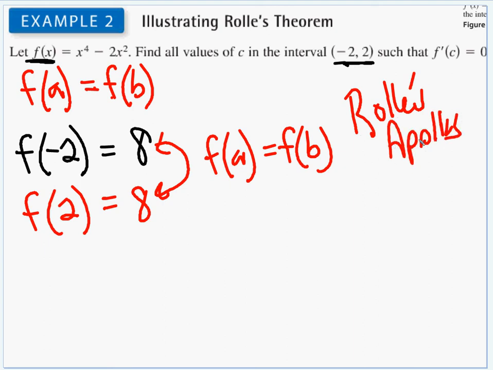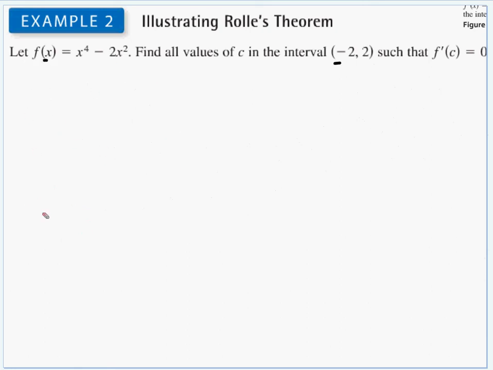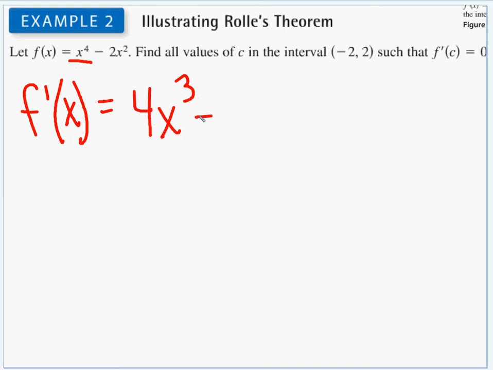Okay, so the endpoints checked out. We know that we're legally allowed to use Rolle's theorem. So let's differentiate. F prime, simple power rule, is going to give us 4x cubed minus 4x to the first. Remember, we're looking for horizontal tangent lines, so we set our derivative, our slope function, equal to 0. Horizontal lines have a 0 slope, and now we're going to solve that.